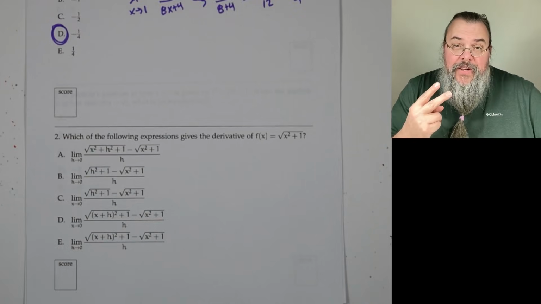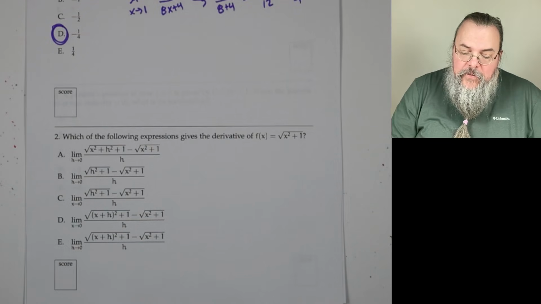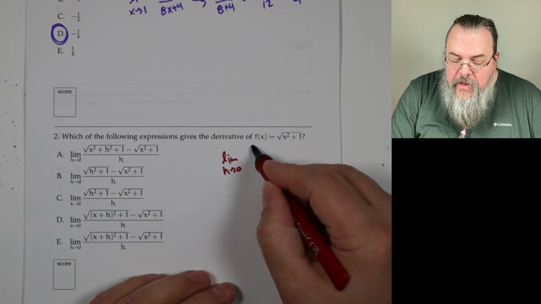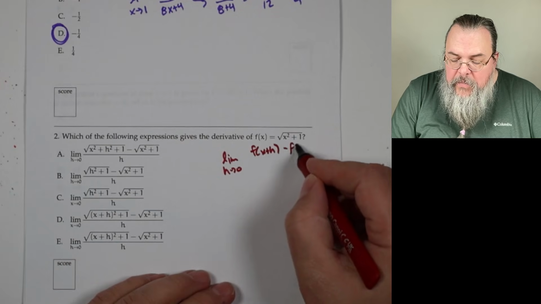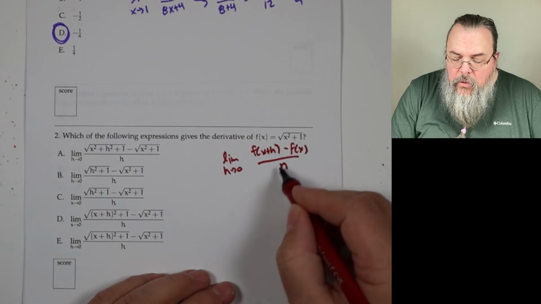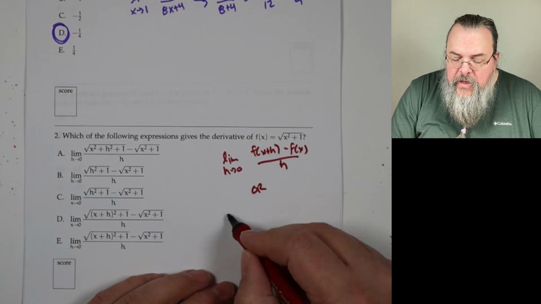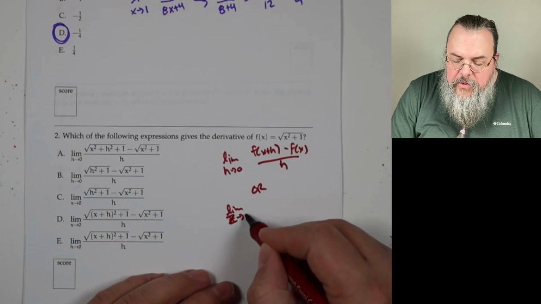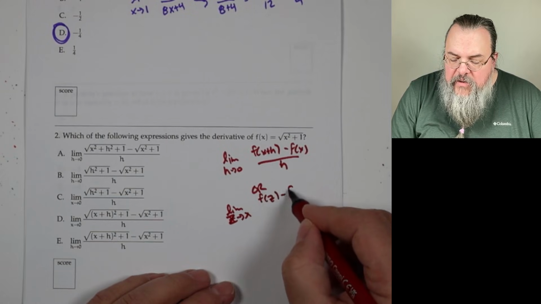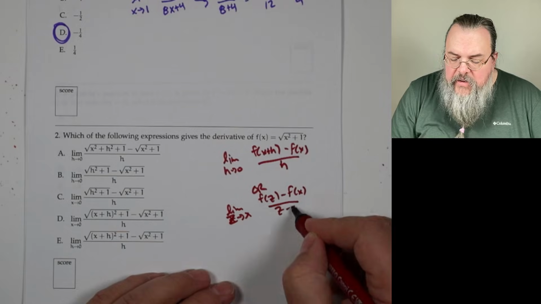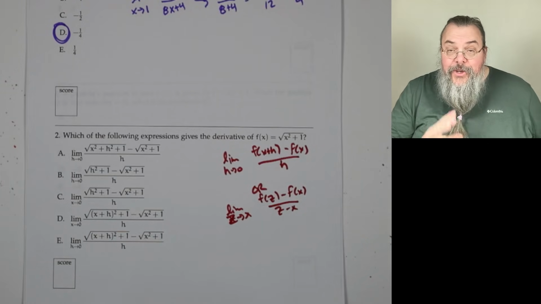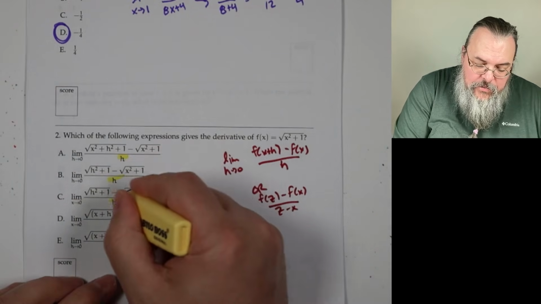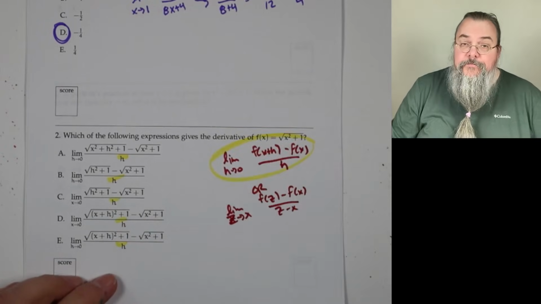Now, there are 2 limit definitions. So they have the form limit as h goes to 0, f of x plus h minus f of x over h, or limit as z approaches x, f of z minus f of x over z minus x. Now, looking at what we have here, we see that they all have that over h form going for it. So we're in this version.